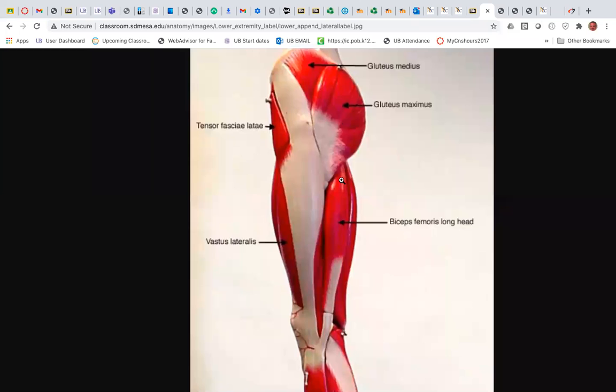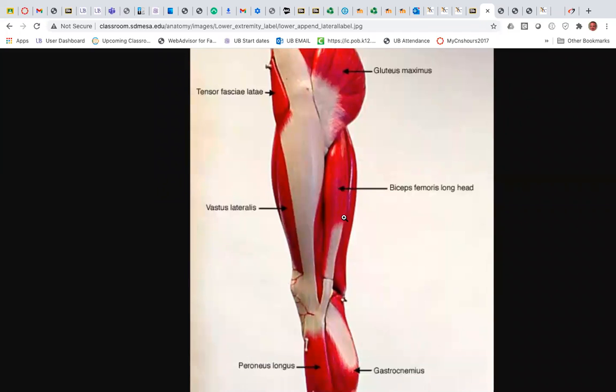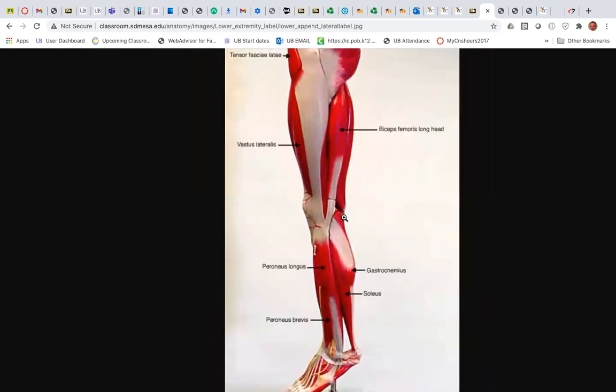But the hamstrings are going to originate on the sit bone. The sit bone is called the ischial tuberosity. You remember the ischial tube. We covered that when we did bones. I wanted you to know the difference between the ischial spine and the ischial tuberosity. The reason why I wanted you to know the ischial tuberosity was because the hamstrings originate there. That's up here.